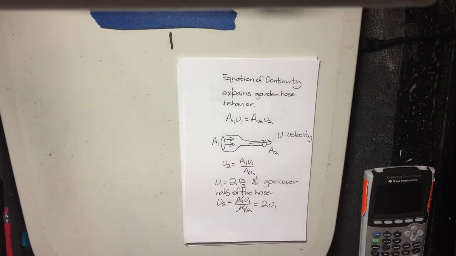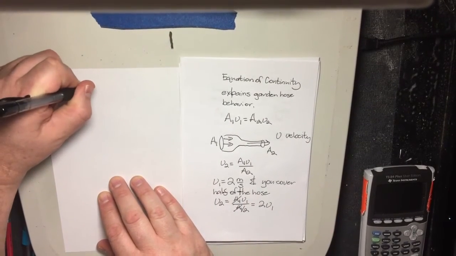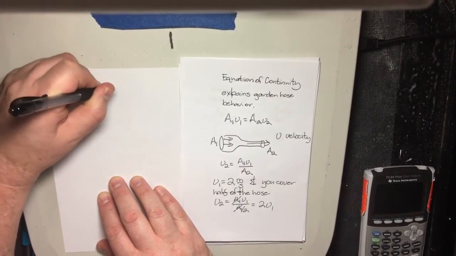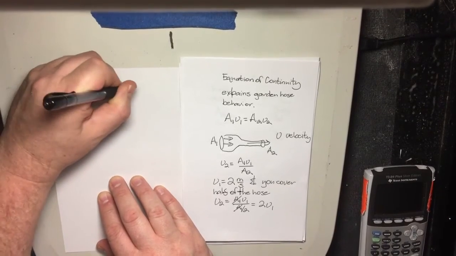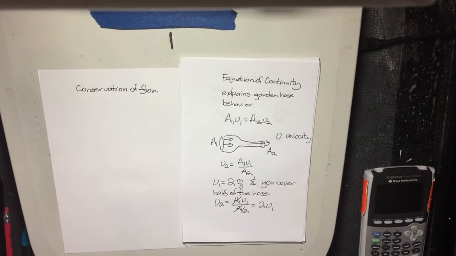Another thing that I call it is the conservation of flow. If you've got 1 gallon per second going into that hose, a gallon per second's got to come out. It's just the water can't go anywhere else. I mean, it's not magically disappearing, so 1 gallon coming in is a gallon coming out.